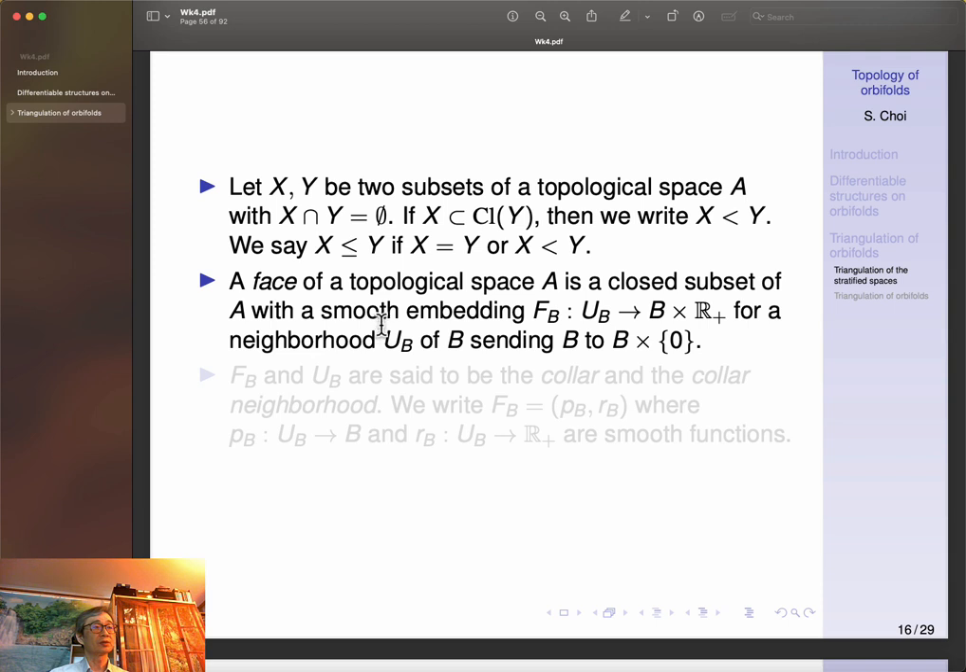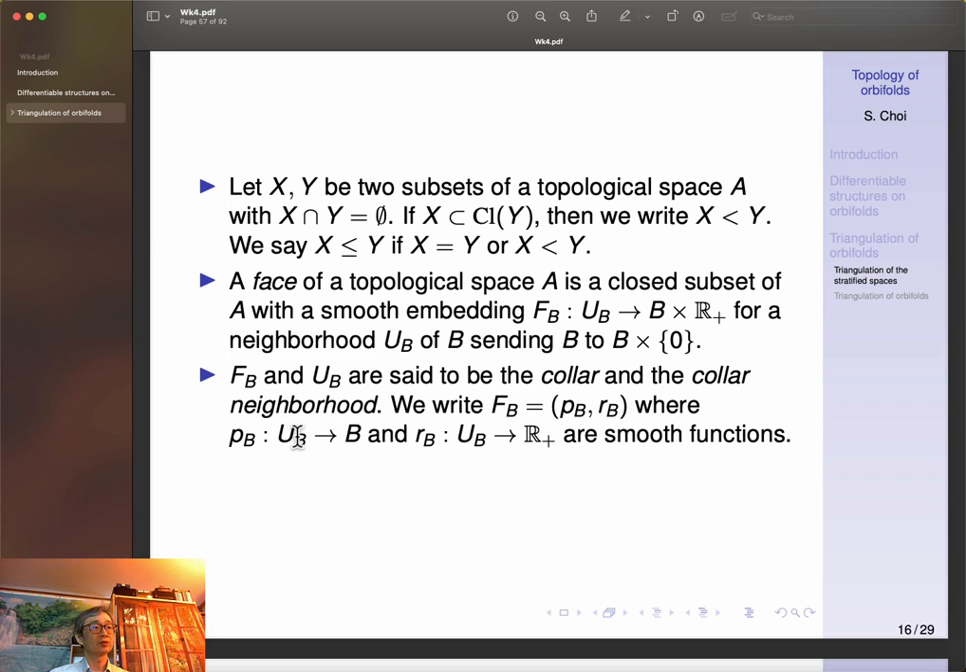A face of a topological space A is a closed subset B of A with a smooth embedding f_B from U_B to B times R plus, for a neighborhood U_B of B, sending b to (b, 0). Here, of course, R plus contains the positive numbers plus 0. We need faces because we will be studying orbifolds with boundary. So essentially these are the boundaries here.